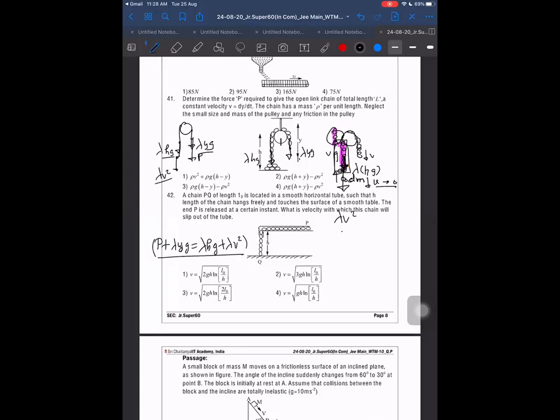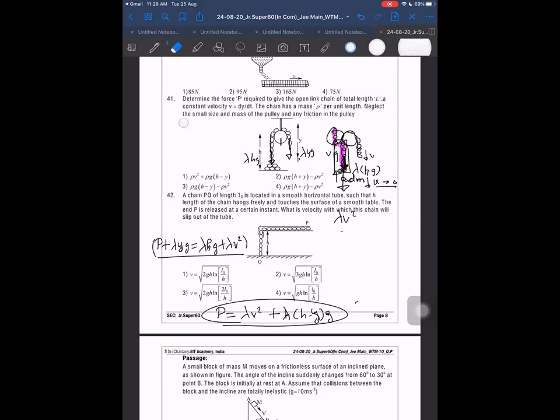What are we getting from here? We get the value of P equal to lambda v square plus lambda into h minus y into g. That is what we are getting, right? Option 1. Yes, that is correct only.